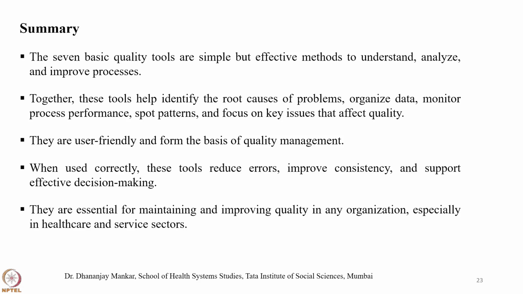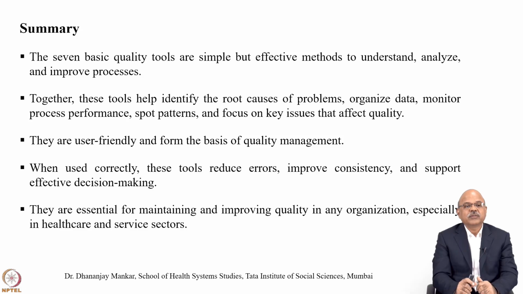So in summary of these chapters, we focused on the 7 basic quality tools, which are very easy to understand and are very simple but very effective methods to understand, analyze and improve the process. We can see the 7 basic tools can be used in combination also, and the best results are seen when you are using them in combination. Together these tools help identify the root causes of the problem, organize the data, monitor the process performance, spot patterns, and focus on key issues that affect quality.